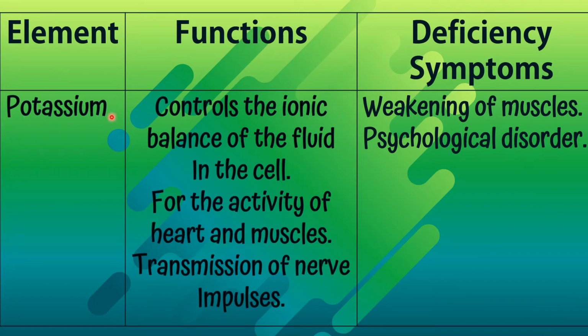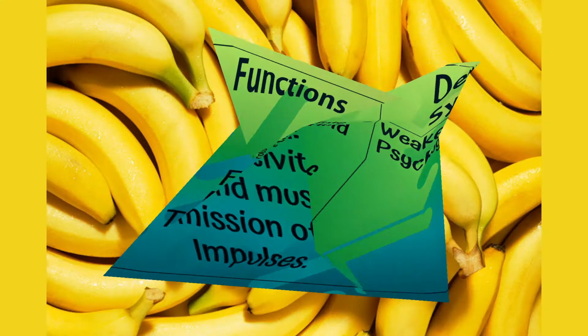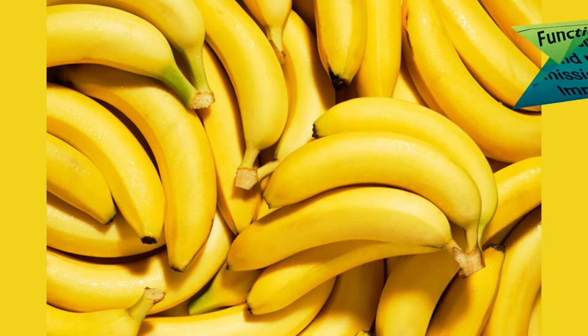The element is potassium. Functions: control the ionic balance of fluid in the cell, the activity of the heart and muscles, transmission of nerve impulses. Nerve impulses means signals from the brain. Okay, the deficiency symptoms are weakening of muscles and psychological disorder. Banana is an example of a potassium containing food.